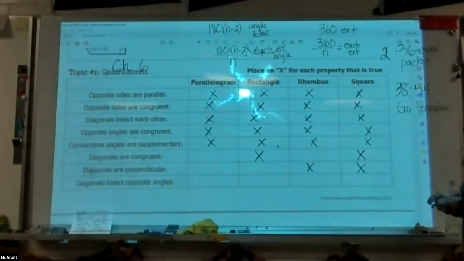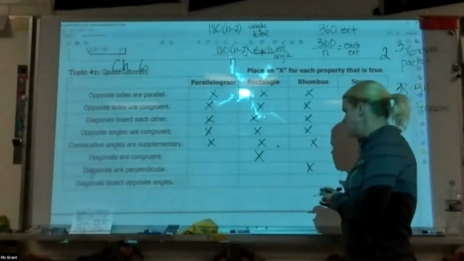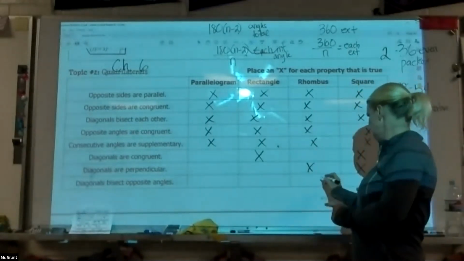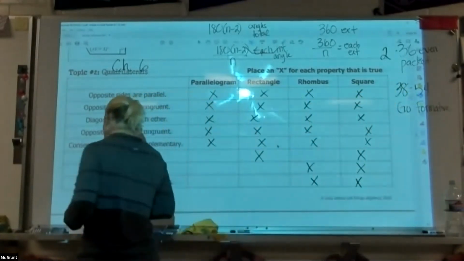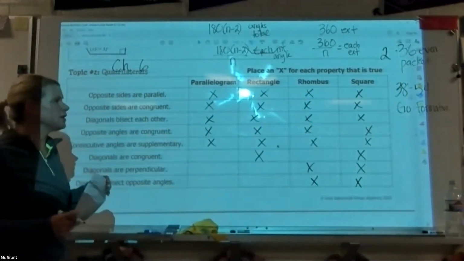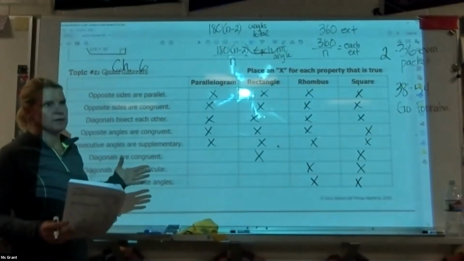Diagonals bisect opposite angles. That's going to be just in a rhombus and a square. And remember, guys, I'm recording this, so if you need to go back, you can.